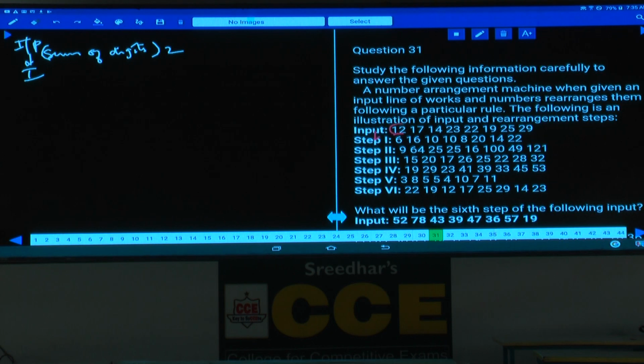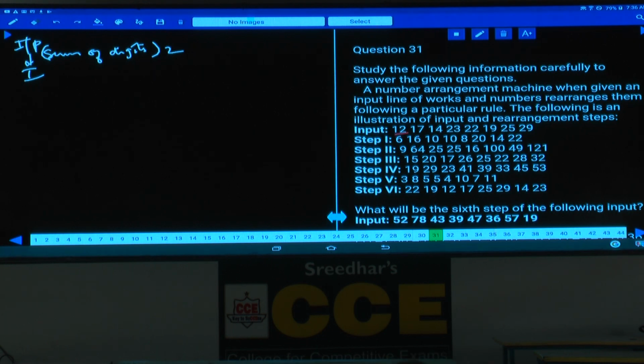Now the number 12, that is the first number. What is the sum here? 1 plus 2 is 3. Now 3 into 2 is 6. Now the second number is 17. 1 plus 7 is 8. 8 into 2 is 16. Now the third number 14. 1 plus 4 is 5. 5 into 2 is 10. And the next one 23. 2 plus 3 is 5. 5 into 2 is 10. And 2 plus 2 is 4 into 2, 8. 1 plus 9, 10 into 2 is 20. 2 plus 5 is 7 into 2, 14. And 2 plus 9, 11 into 2 is 22. The sum of the digits in the inputs is multiplied by 2 to get the numbers in step 1.